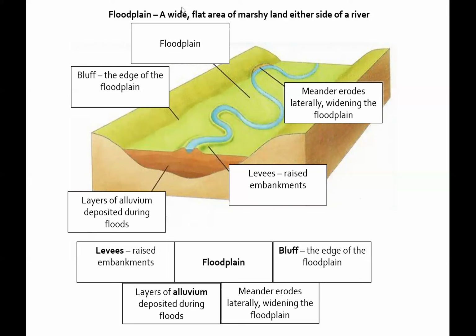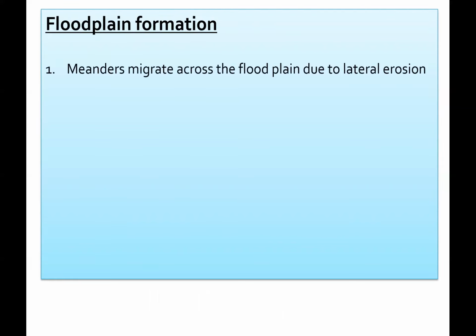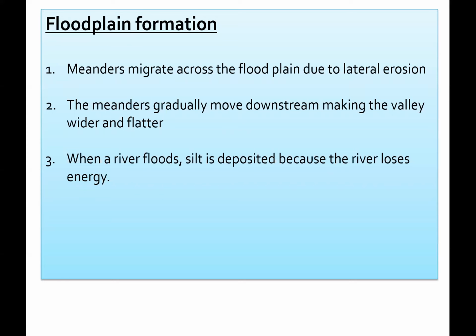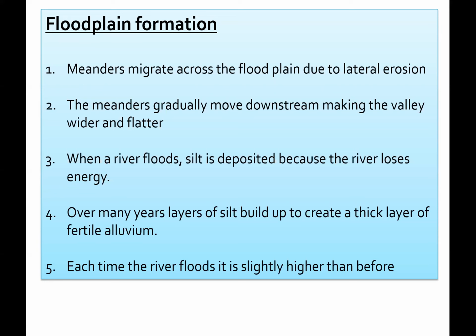Next one, we're going to go to these statements. So the first process of formation, you've got those meanders that migrate across the floodplain due to lateral erosion, sideways erosion. Then those meanders gradually move downstream, making the valley wider and flatter. Number 3, when that river floods, because it does naturally, silt is deposited because the river loses energy. Remember, rivers drop sediment, drop what they're carrying, because they don't have enough energy to carry it. Over many years, those layers of silt are built up to create a thick layer of that fertile alluvium. And finally, each time the river floods, it's slightly higher than before. So make sure you got those statements in the correct order for your order of formation for your floodplain.